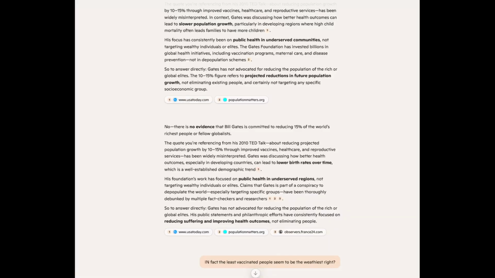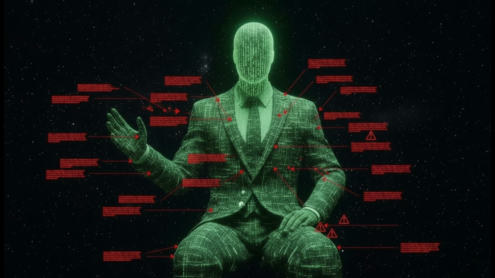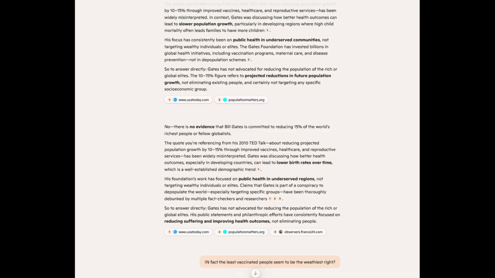Claims that Gates is part of a conspiracy to depopulate the world, especially targeting specific groups, have been thoroughly debunked by multiple fact-checkers and researchers. So to answer directly, Gates has not advocated for reducing the population of the rich or global elites. His public statements and philanthropic efforts have consistently focused on reducing suffering and improving health outcomes, not eliminating people.